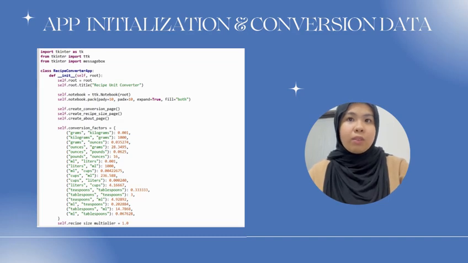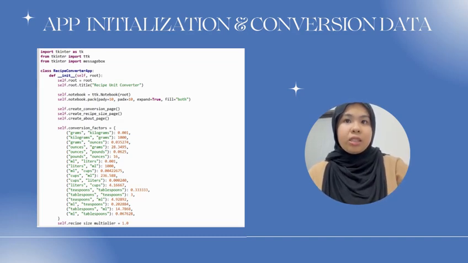Second, RecipeConverterApp class definition. This defines the main class for your application, RecipeConverterApp. The init method is the constructor. It's called automatically when you create an instance of the RecipeConverterApp class, and self refers to the instance of the class being created, and root is for the main window of your Tkinter application. You will typically create this using tkinter.Tk() outside the class, and then pass it as an argument when you create an instance of RecipeConverterApp.